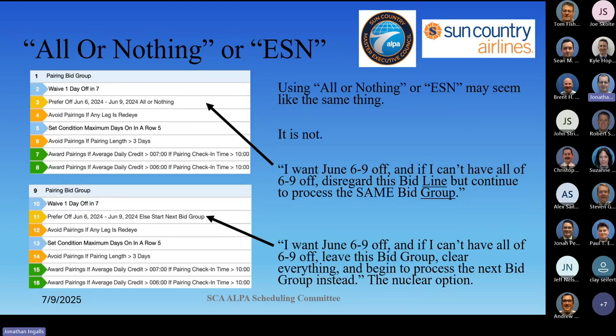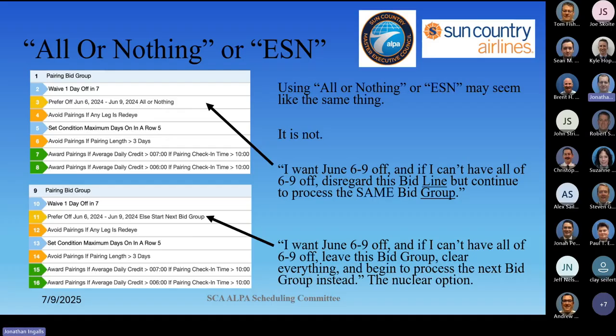Earlier, we talked about how you can prefer off June 6th to 9th, all or nothing, saying I want all of it off. Fundamentally, that's similar to saying L star next. The difference in an all or nothing is you're saying in denial mode, prefer me off this entire range, all or nothing. But if you can't give it to me, deny the whole line and keep me in this bid group. Versus L star next is deny the whole thing or move me to the next bid group. Admittedly, these two bid groups should be inversed. That's a mistake.